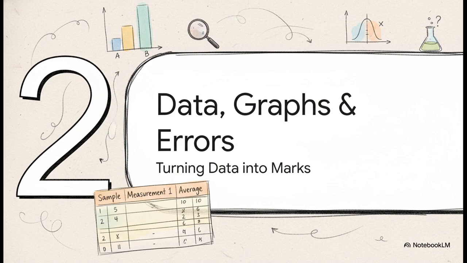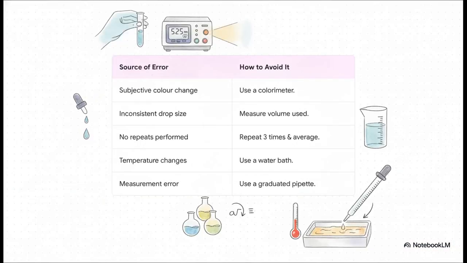Okay, so you've done your drawings, you've run your tests, you've got all this raw data. Now what? This is where we turn those numbers and observations into actual marks. It's all about perfect presentation and, this is key, thinking like a scientist about what could have gone wrong. You know, what separates a good student from a great scientist? Thinking about potential errors. The examiners love this stuff.